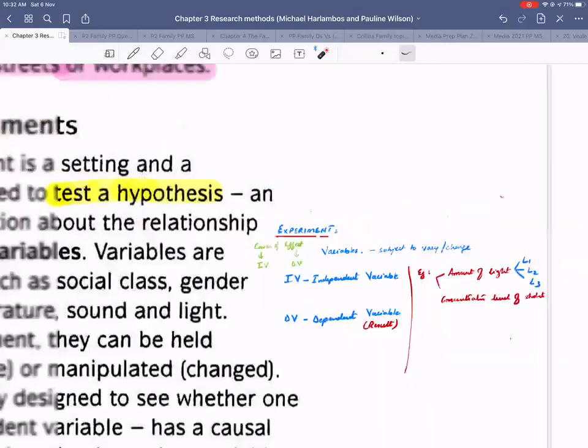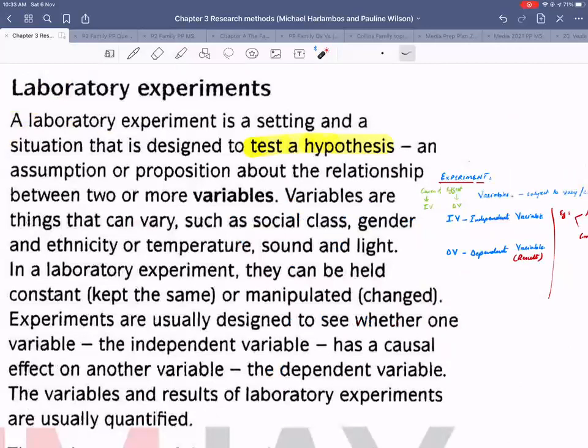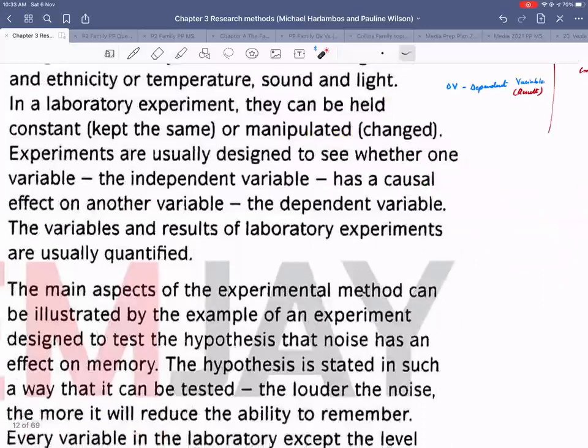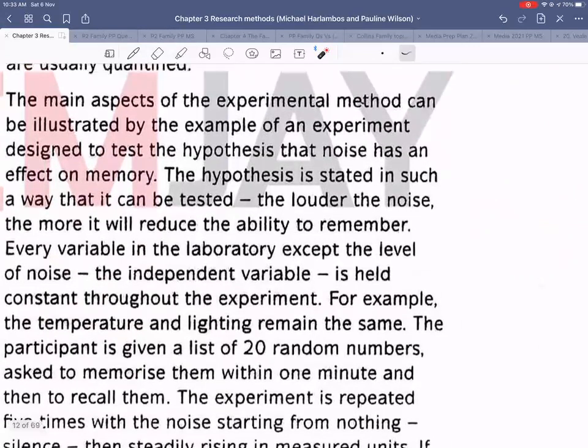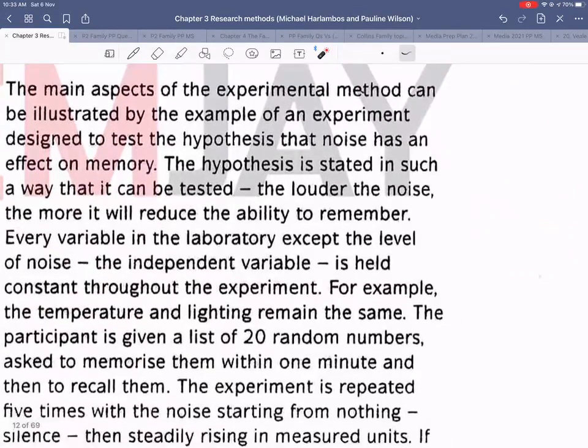The variables and results of laboratory experiments are usually quantified or quantifiable, right? Now, once you have a basic idea about what laboratory experiments are like, to remind you all, we refer to a laboratory experiment as a laboratory experiment because your environment is artificial. आपका environment artificial होता है जिसकी वजह से हम laboratory experiment को laboratory experiment कहते हैं. Get it? Everyone?